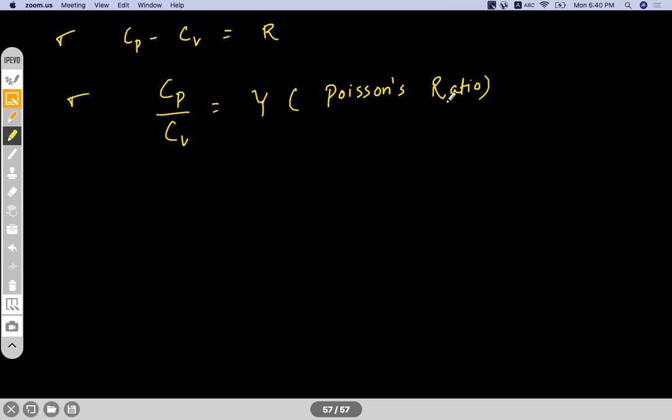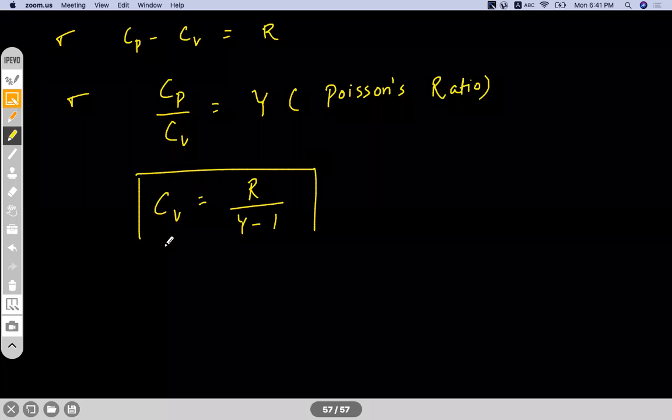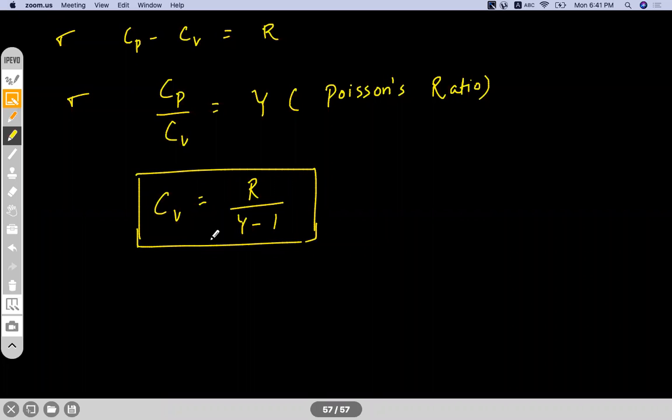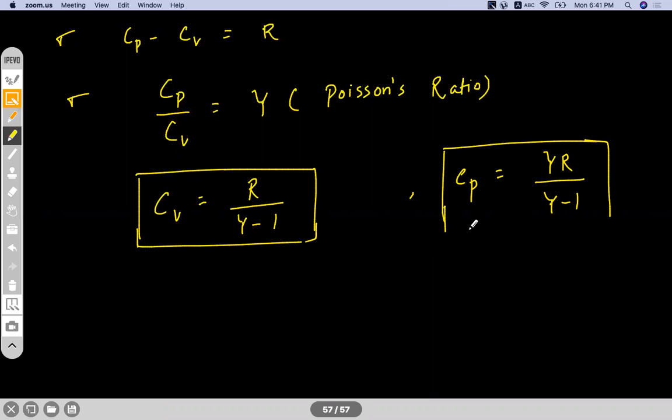Poisson's ratio, gamma. Okay. So CP by CV is equals to gamma. So if you solve, CP is equals to gamma CV. So CV is equals to R divided by gamma minus one. This is the relation we have. R divided by gamma minus one, and CP, if you find out, it is gamma CV, so gamma R by gamma minus one.